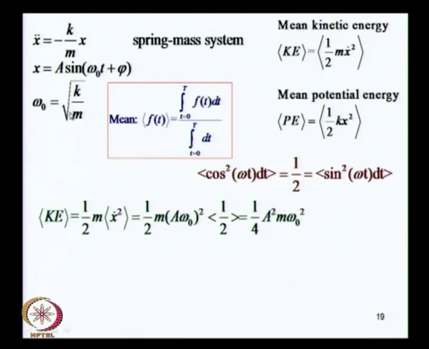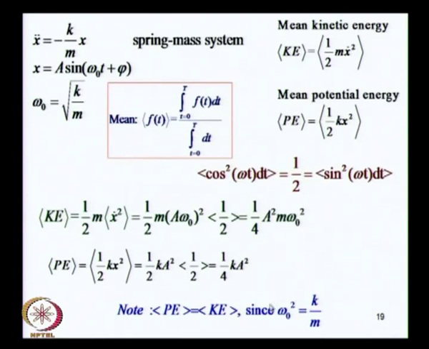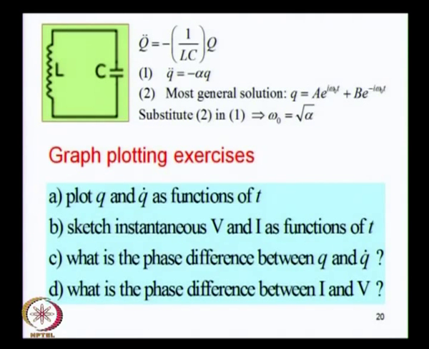The reason is this ratio k over m is the square of omega 0. So, as a result you get 1/4 a square m omega 0 square, and the average of potential energy also has a factor of 1/4 a square, and here you have k, but these two are exactly equal to each other because omega 0 square is nothing but k over m. So, the average kinetic energy and the average potential energy are exactly equal. Now, this is quite appropriate for an ideal oscillator.